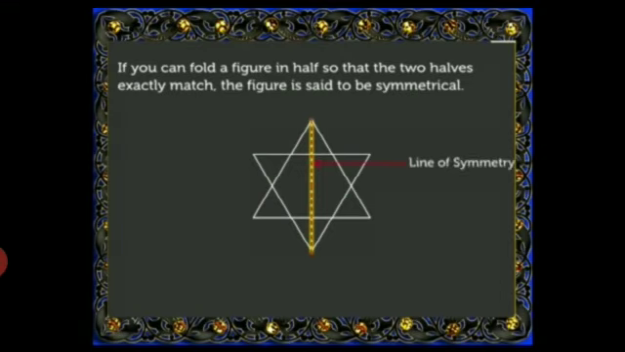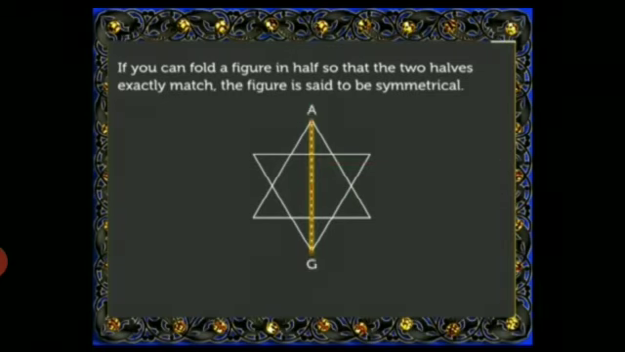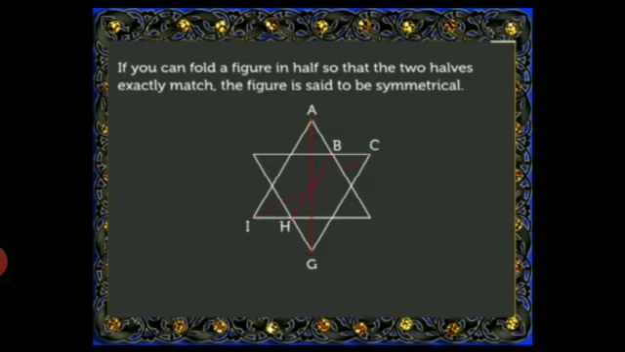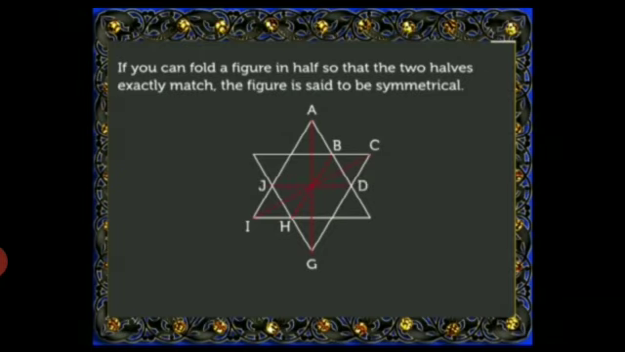Here line AG is one such line of symmetry. The others are line BH, line CI, and the line EKFL. Thus we say the star has 6 lines of symmetry. I repeat, this star has 6 lines of symmetry.